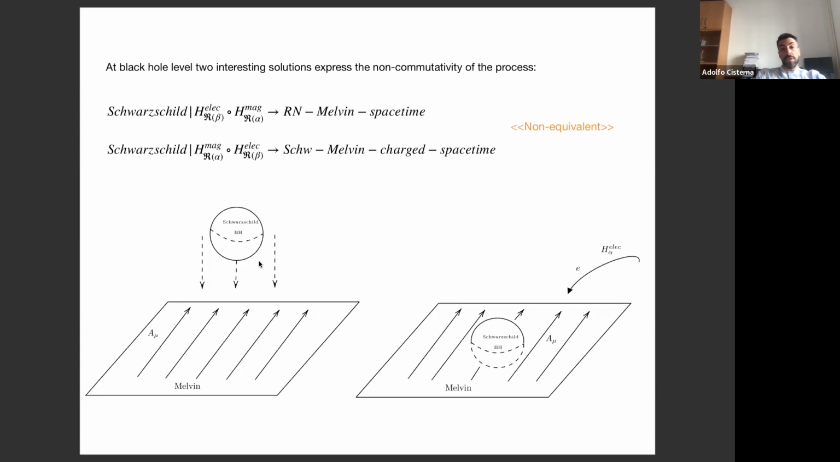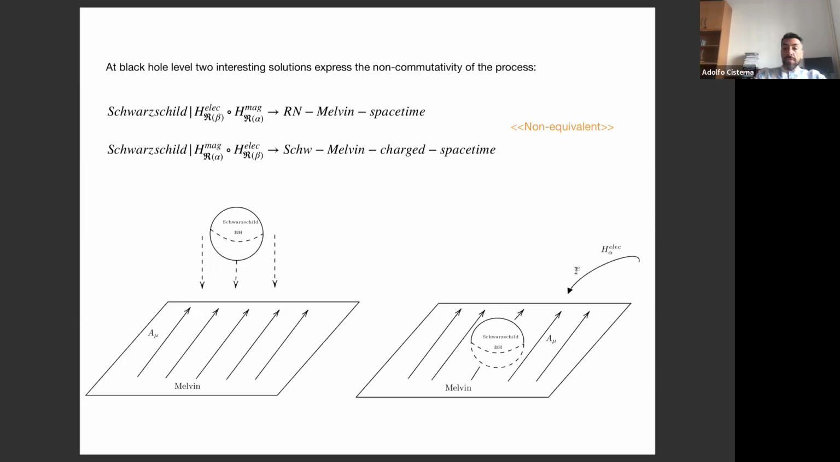So basically, in the figure you see, I have Melvin, and I'm going to put the black hole on top. So when I apply Reissner-Nordström, first what I did is that I took charge and I put it here, and this stopped being Schwarzschild and started being Reissner-Nordström. And then this one was put on top of the electromagnetic field. But in the other case, what I do is that I take the Schwarzschild and I place it on top of the background, and then I add the monopolic charge.